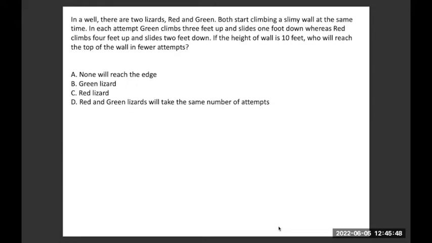In each attempt, the green lizard climbs 3 feet and falls down by 1 foot, while the red lizard climbs 4 feet but falls down 2 feet. The height of the wall is 10 feet, and you have to find who will reach the top of the wall in fewer attempts. Here your answer is wrong.